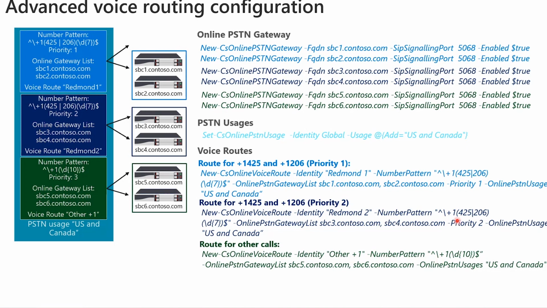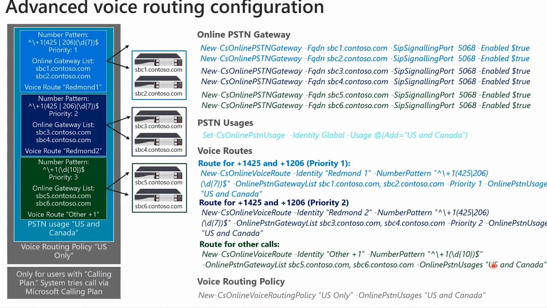When an evaluation happens, first we look at whether it is a 425 or 206 number. Then it will be handled by these two voice routes. If it's any other number starting with +1 and a 10-digit number, we will send it to SBC5 and 6 with the online PSTN usage US and Canada. So the order is very important for the PSTN usage. Last but not least, we create a voice routing policy, which we'll be assigning to the users, and link it to the US and Canada PSTN usage.